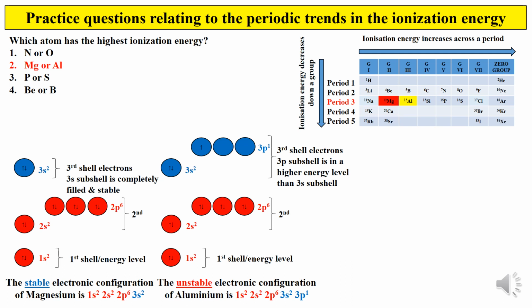You can see that the 3p orbitals are at a high energy level as compared to the 3s orbital in magnesium, and that is why it is easier to remove an electron in aluminium as compared to magnesium. So 740 kilojoules per mole of energy is required in the case of magnesium as compared to only 575 kilojoules per mole in the case of aluminium.